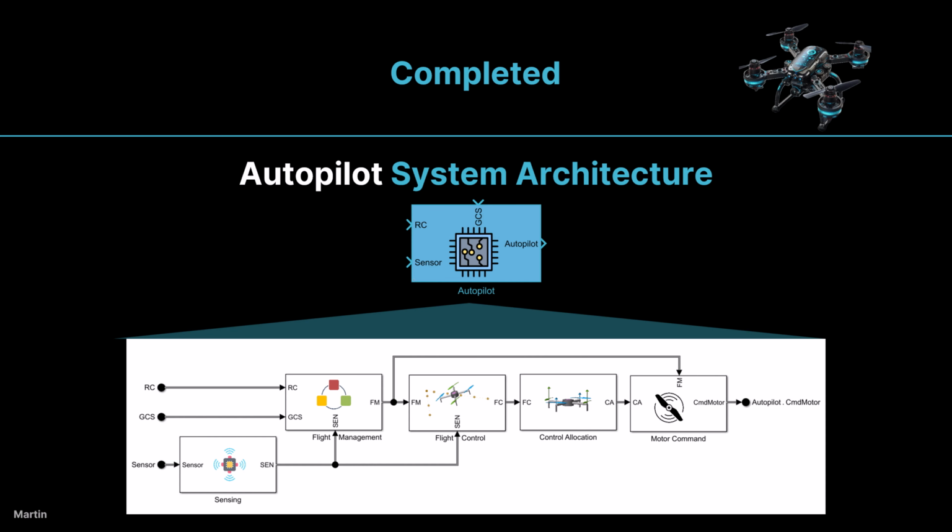Alright, let's wrap up this session. We have now covered the 5 key subsystems of the autopilot: motor command, control allocation, flight control, flight management, and sensing subsystems. I hope this session provided you with a clear understanding of these system modules.